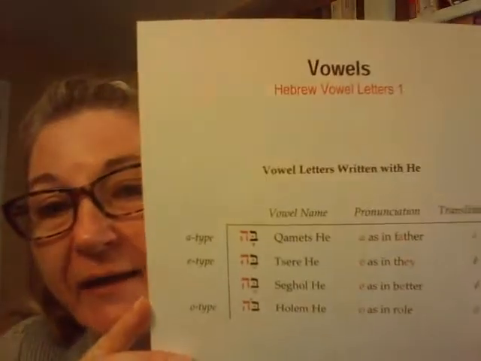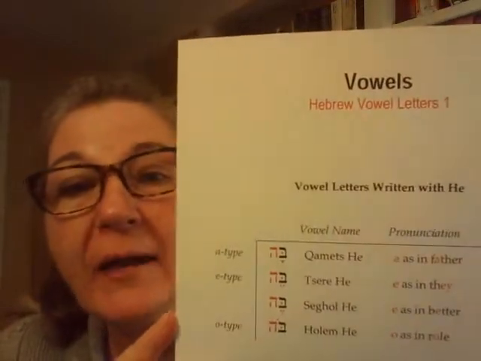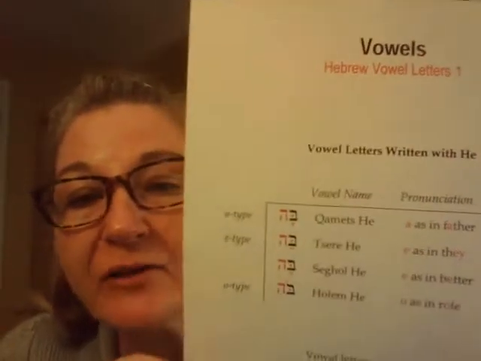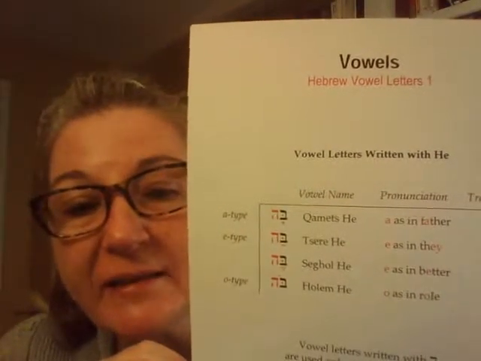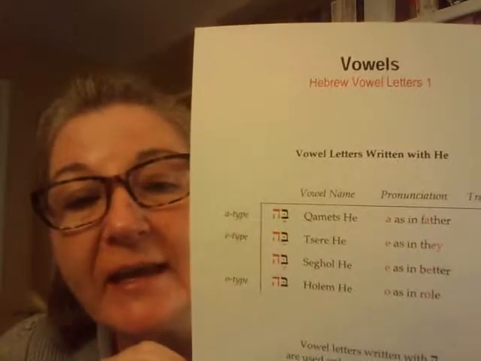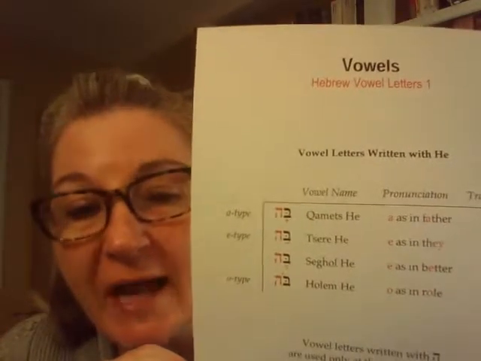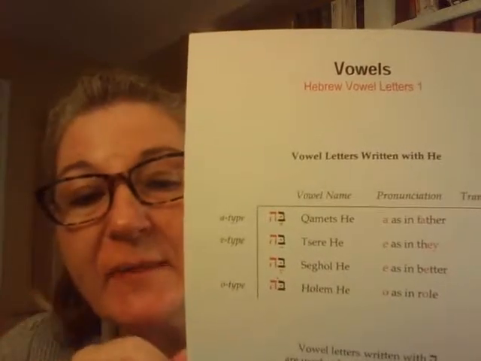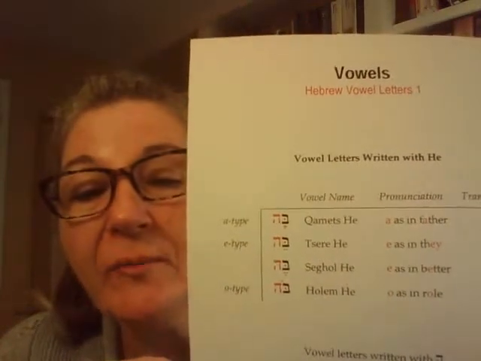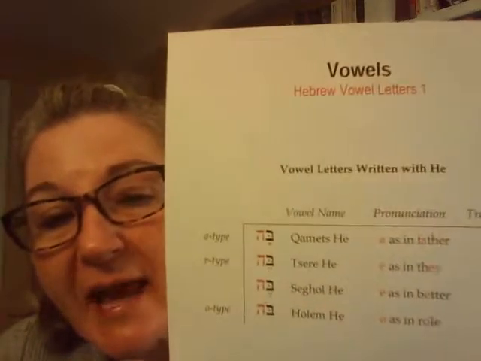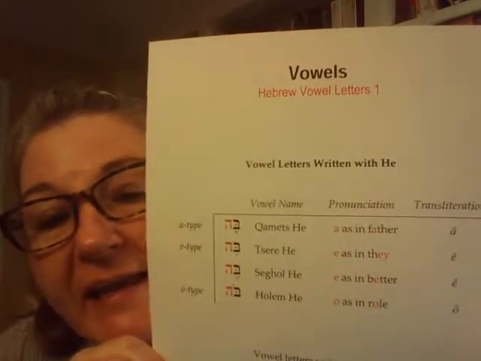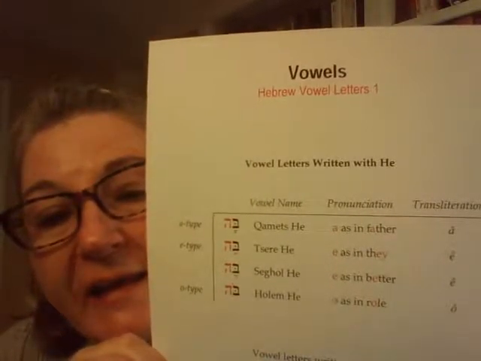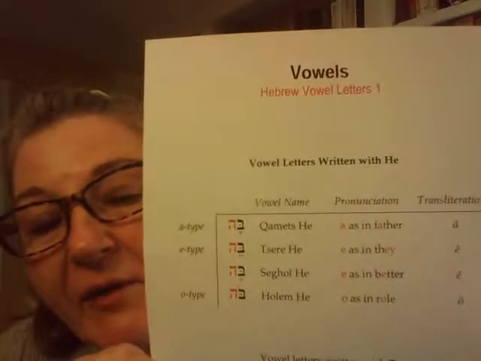Now here we have vowels that have the hey. We have the vowel letters written with hey, and again it's komets hey, tsere hey, segol hey, holem hey, and we have A, E, and O types, and we have two different E types. The tsere hey and the segol hey are both E types, and so the komets hey is going to have the A as in father, the tsere hey, E as in they, the segol hey, E as in better, and the holem hey, O as in roll.